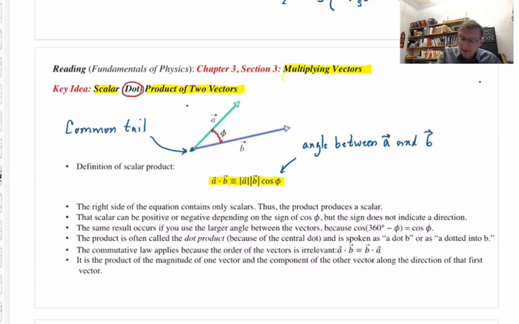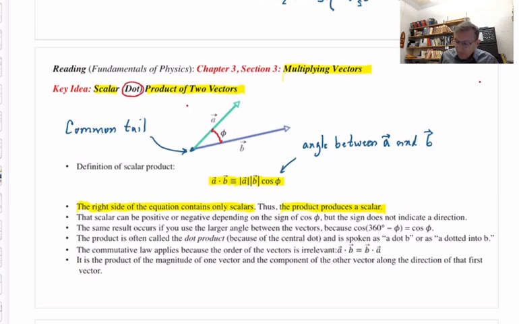Okay? All right, now here comes some important points about this definition that it's very worthwhile understanding. First, the right side of this equation contains only scalars, right? Magnitude of A, scalar. Magnitude of B, scalar. Cosine of an angle, scalar. Right? So the product, the result of this is a scalar. So I've taken two vectors and I've done a kind of product to them, and the outcome is a scalar. That's why I like to call it the scalar product, because it's reminding me of what I get out when I do this product. I start with two vectors, A and B, and I do this particular kind of product to them, and the output is a scalar.